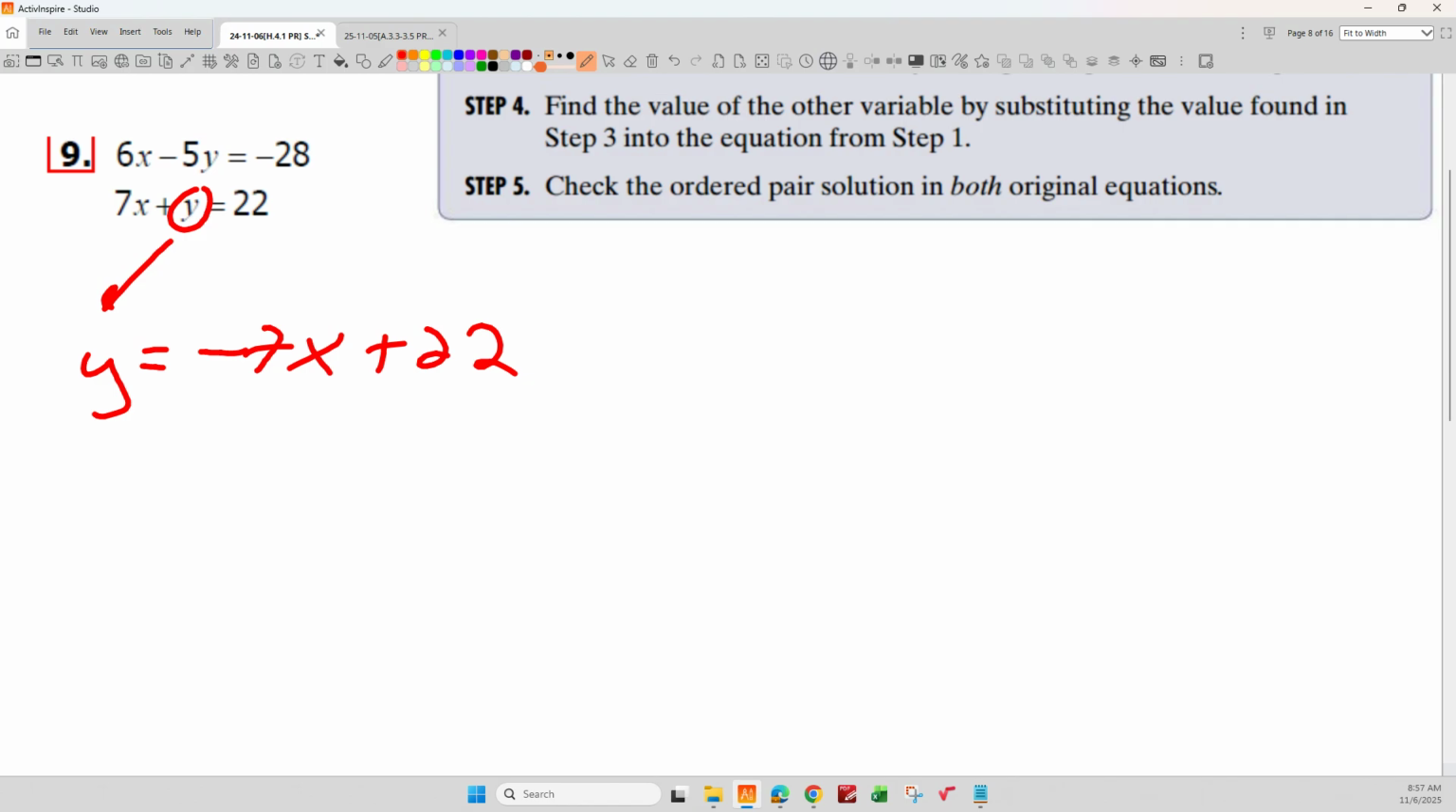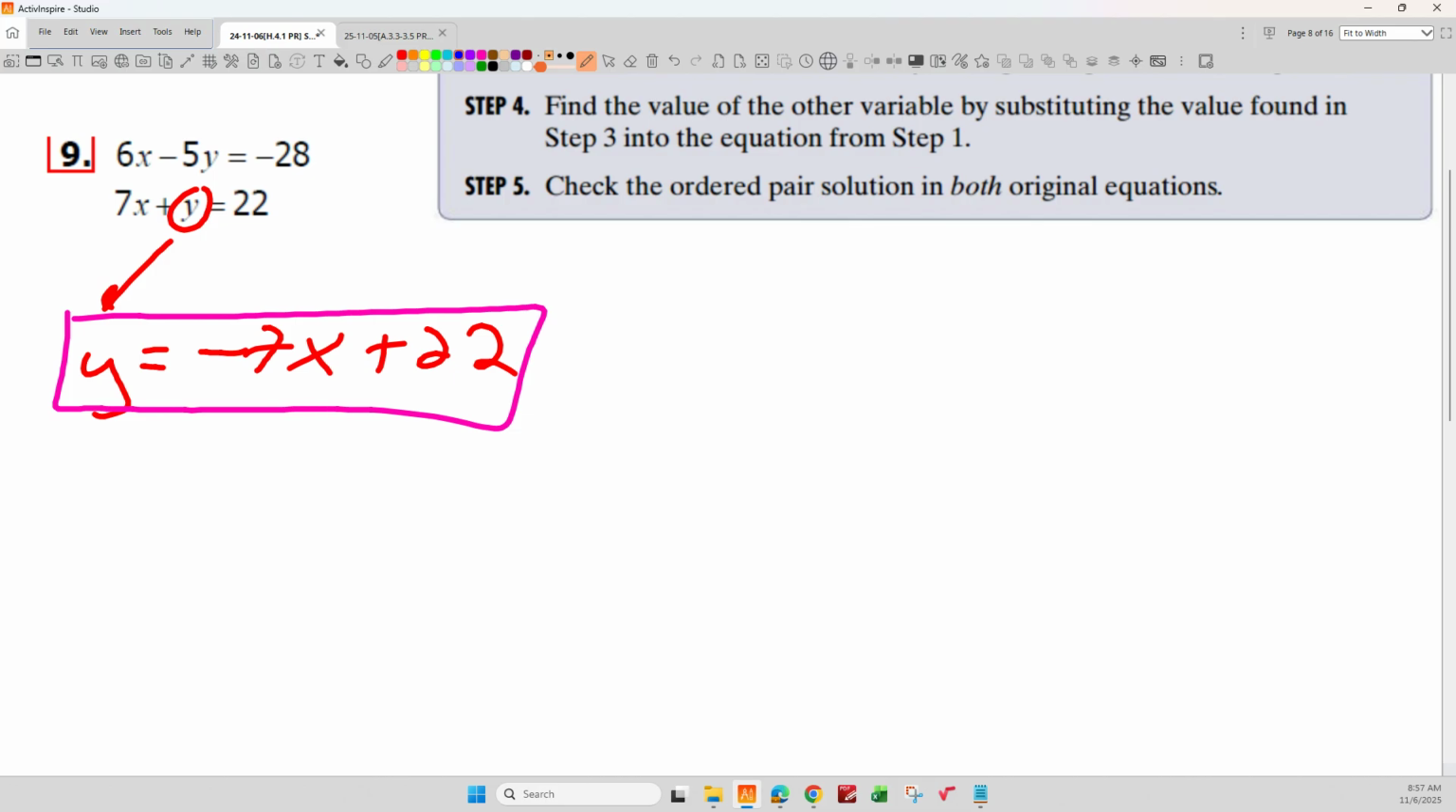Plug that in. Okay, but I forgot to do something that I always do whenever I isolate a variable. I box it. Always going to put a box around it, because then it's easy to find when I need to, and I'm going to need to.